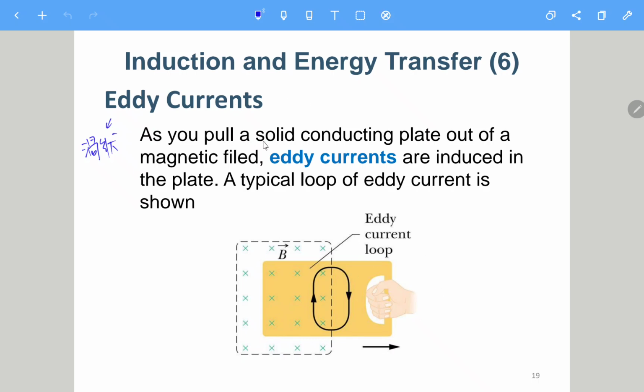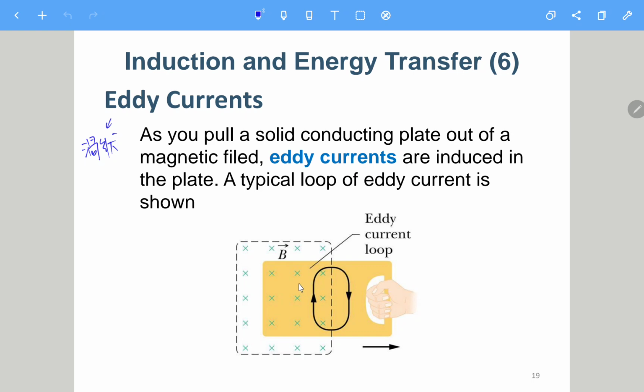So as you try to pull a solid conductor plate out of a magnetic field, eddy currents are induced in the plate. A typical loop of eddy current is shown. Of course, it is hard to explain how the current goes, because for the whole plane there will be some current. If you really need to know, you need to seek some software to simulate this kind of structure, or how the current is going.